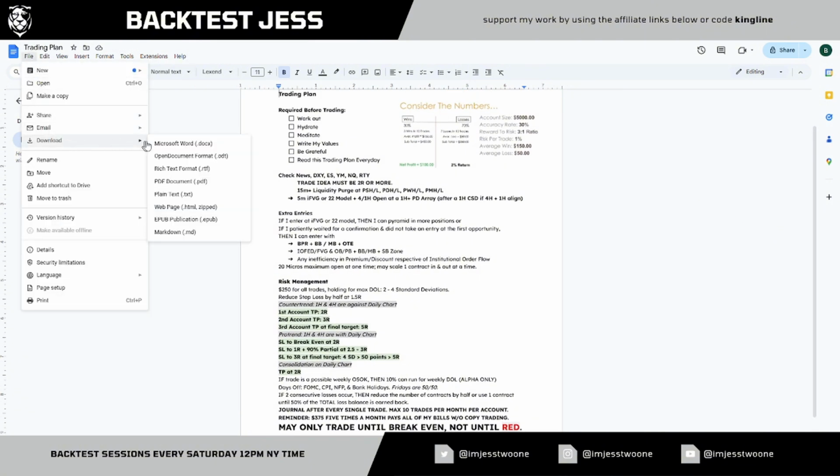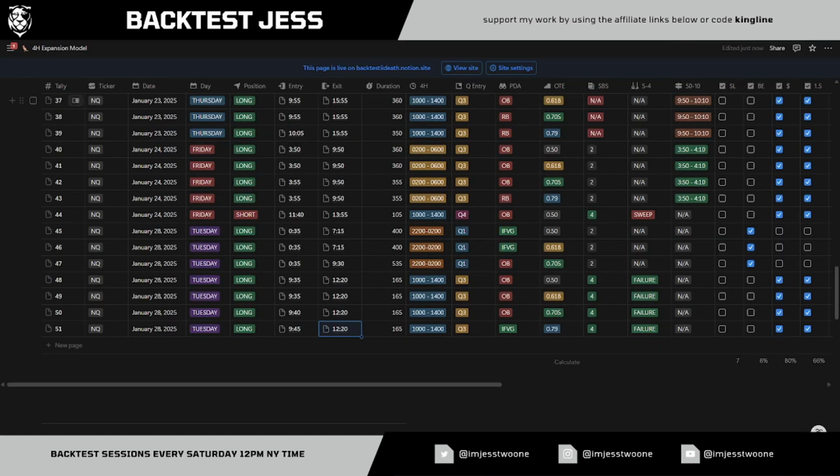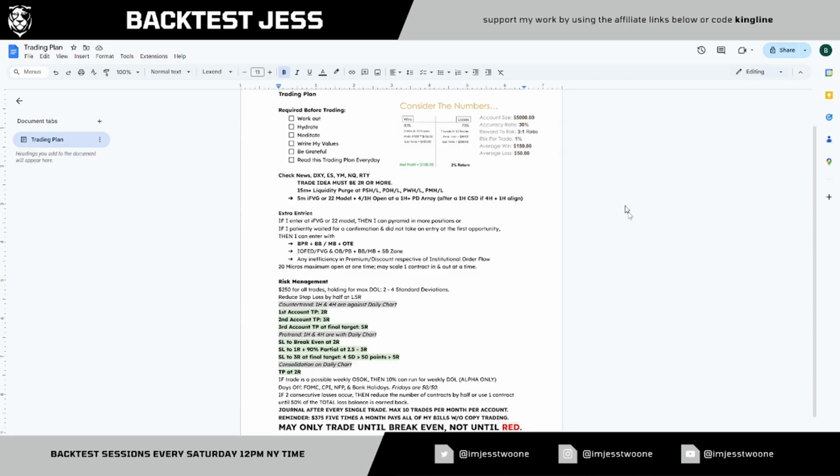Let me print this for you if I can. Okay, I already had it. I'll just upload this for you so you can see the rules. It's very generalized. I think it's pretty wide open now with the way I trade. It's not too rigid, so you can make it more rigid if you wanted to. But it's literally the same thing.